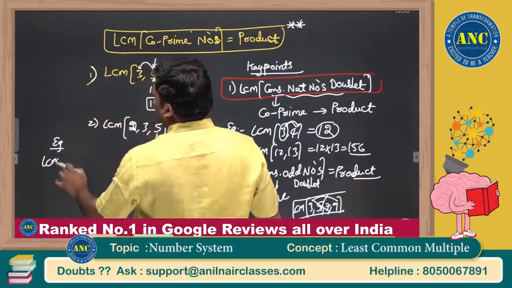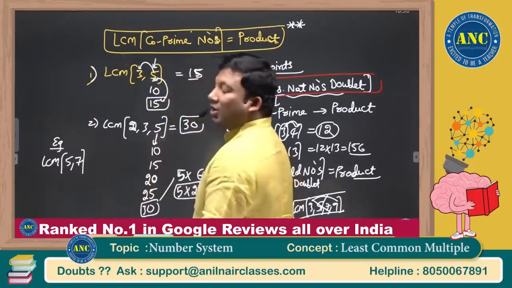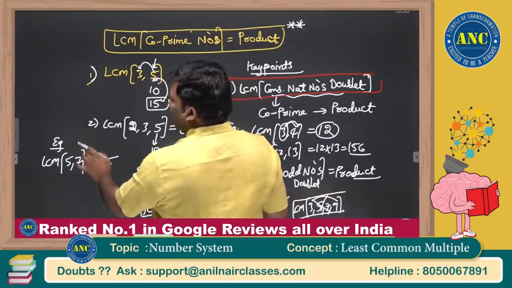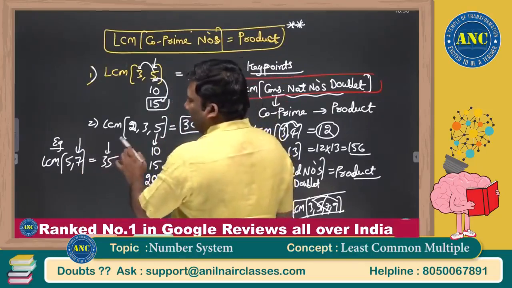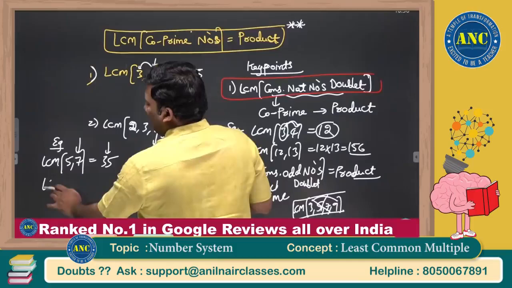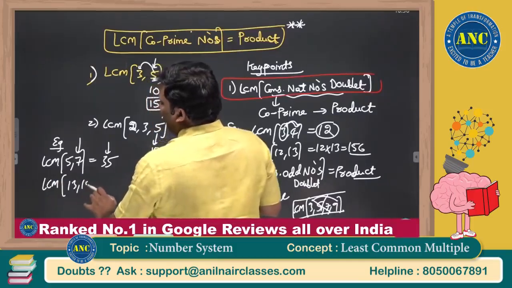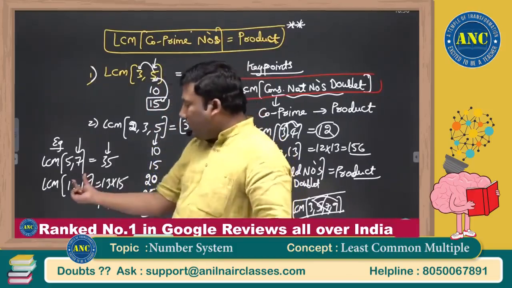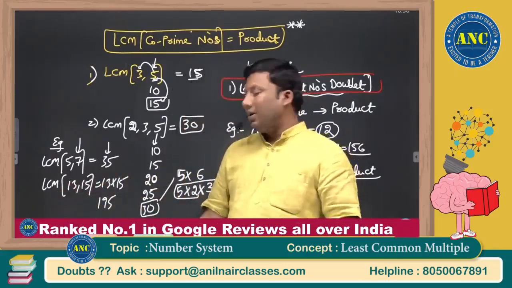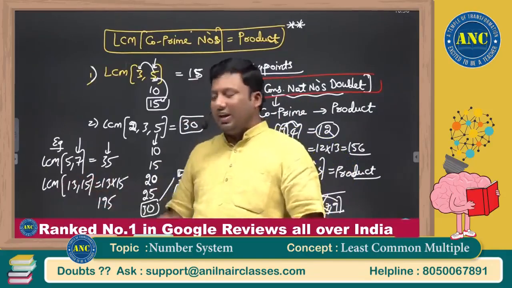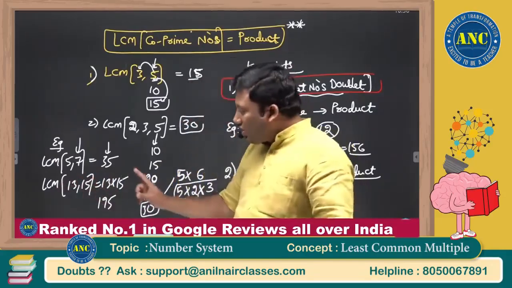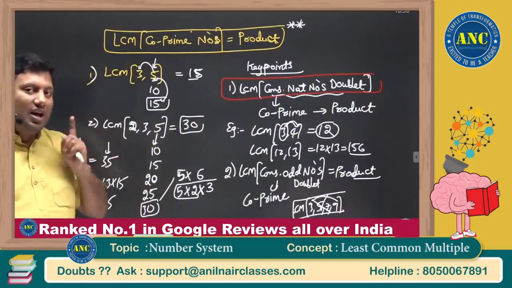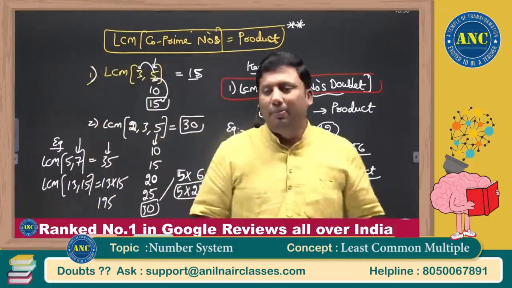Example: LCM of 5, 7. 5 and 7 are 2 consecutive odd numbers, a doublet. 5 into 7 is 35. Input is a multiple of 7, output is a multiple of 7. Again and again I am emphasizing. LCM of 13, 15: the answer is 13 into 15, which is 195. Input is a multiple of 3 or 13, so output will be a multiple of 3 and 13. These sharp eyes on these important key points will help you find the LCM fast. If one of them is a multiple of k, the answer will be a multiple of k.